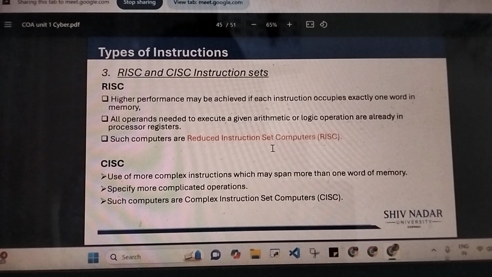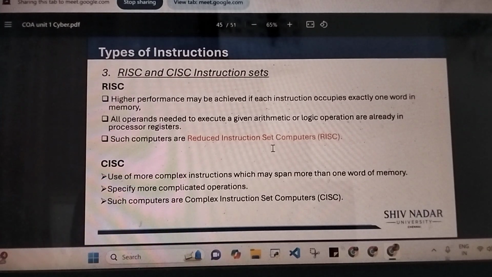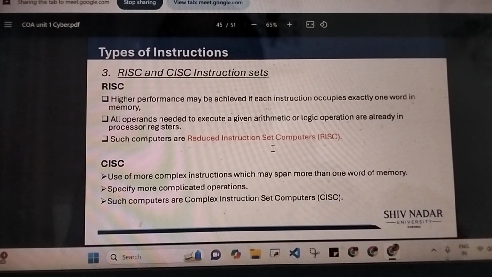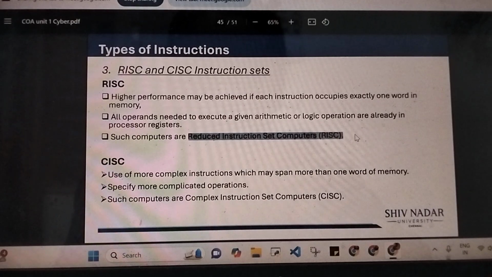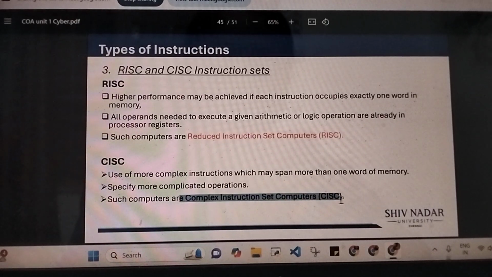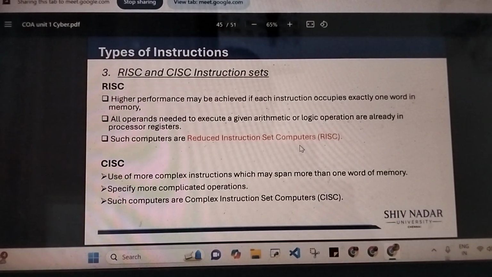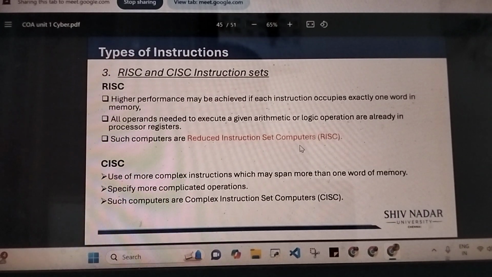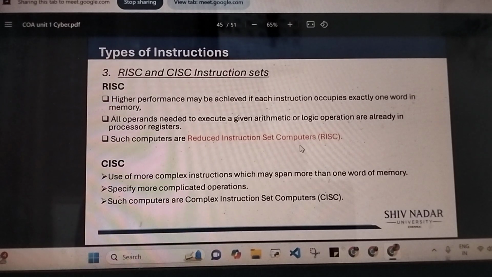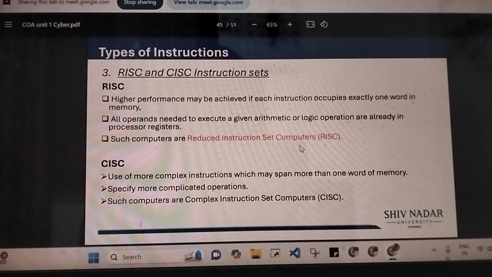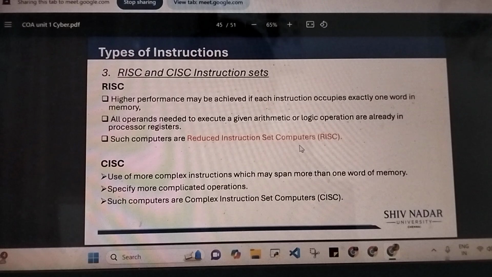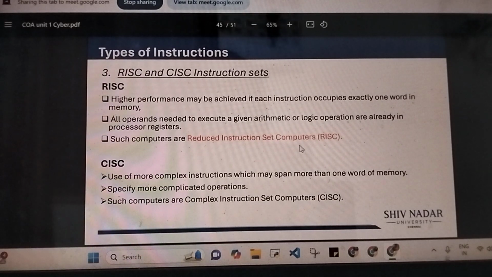Moving on to the third type of instruction frameworks, we have two instruction sets called RISC and CISC. RISC stands for Reduced Instruction Set Computers and CISC stands for Complex Instruction Set Computers. So the idea here is, yesterday when I was explaining decoding of instructions, I took an example of a 16-bit number. I split it into 1 bit for the mode, 3 bits for the opcode and 12 bits for the memory address. But it is not possible to represent every instruction in 16 bits, right?